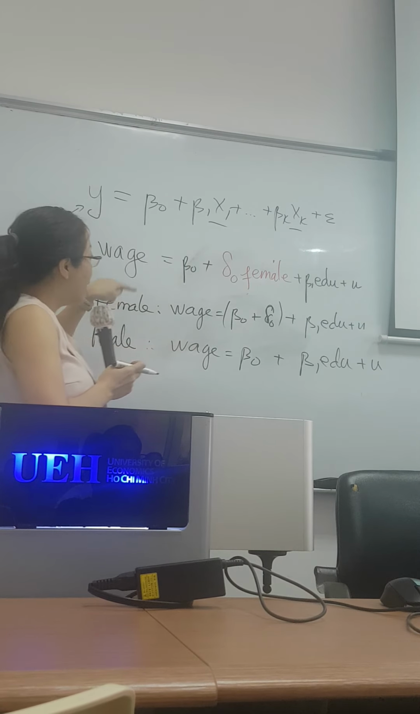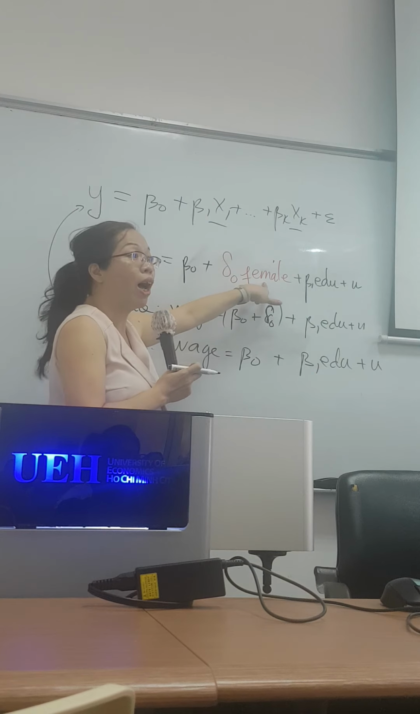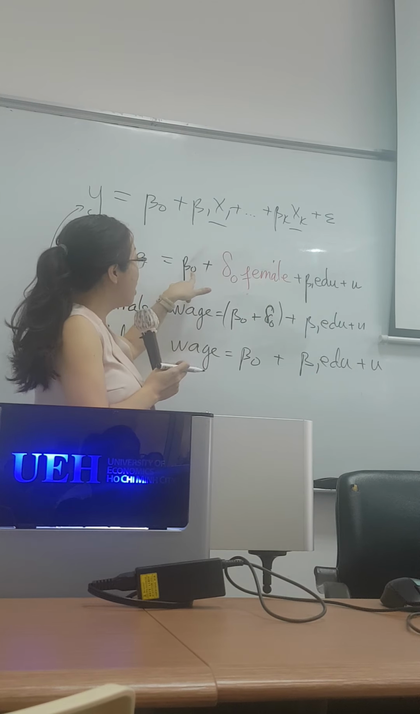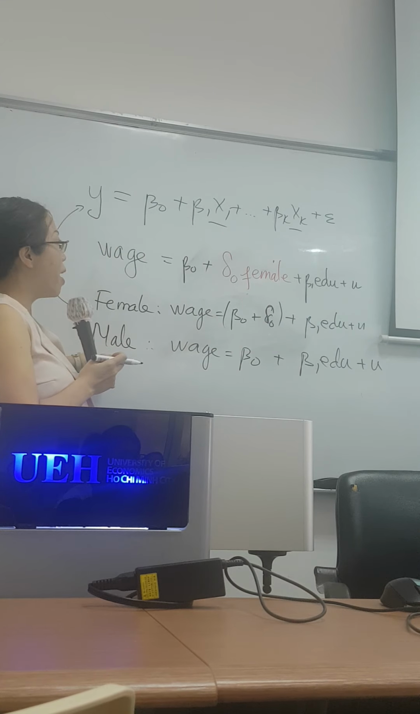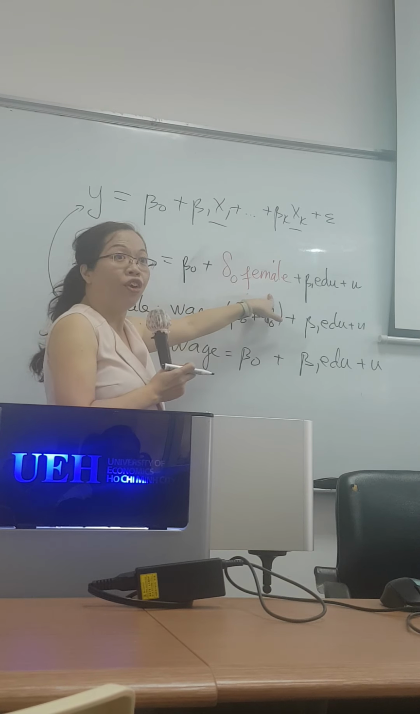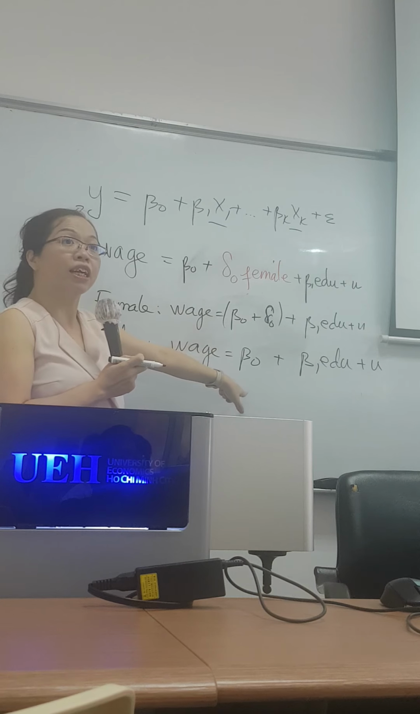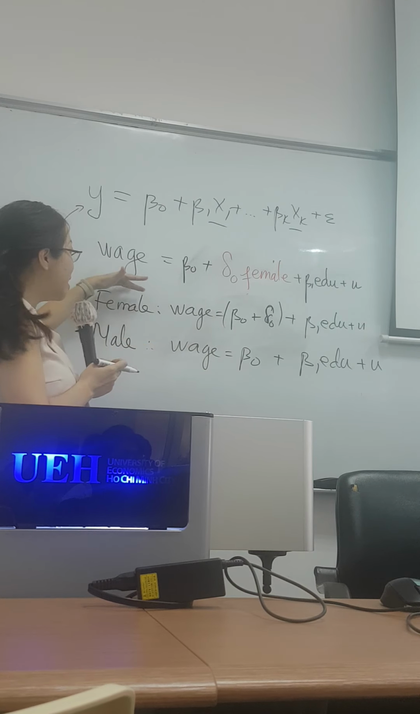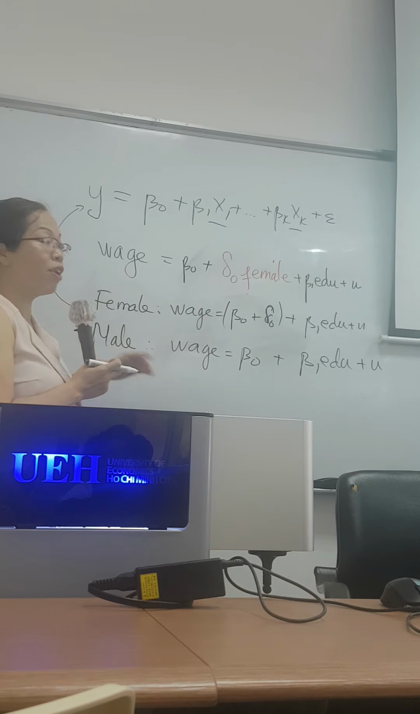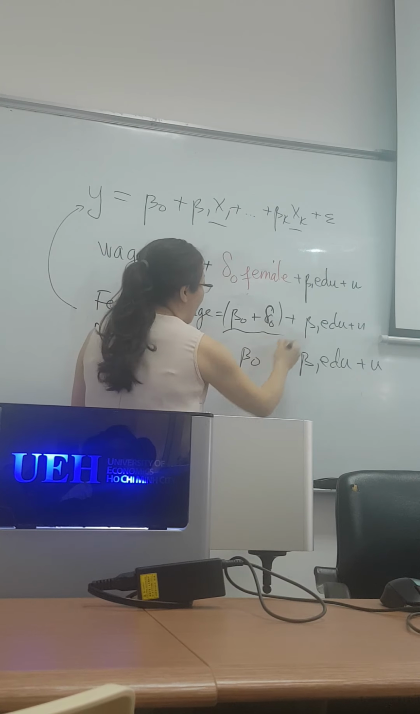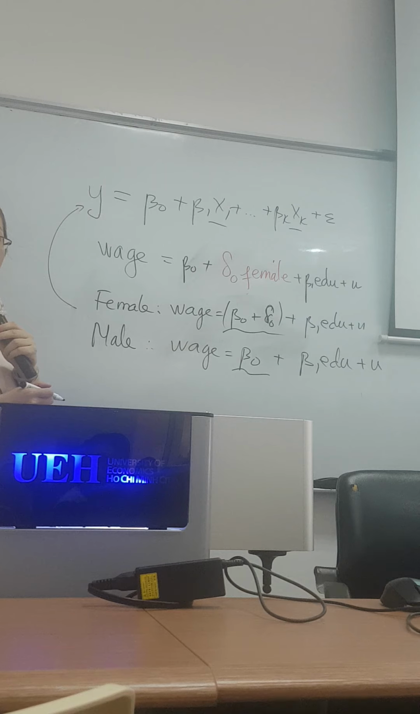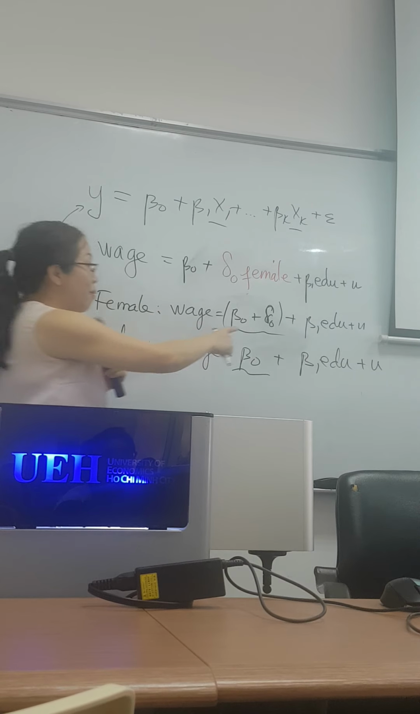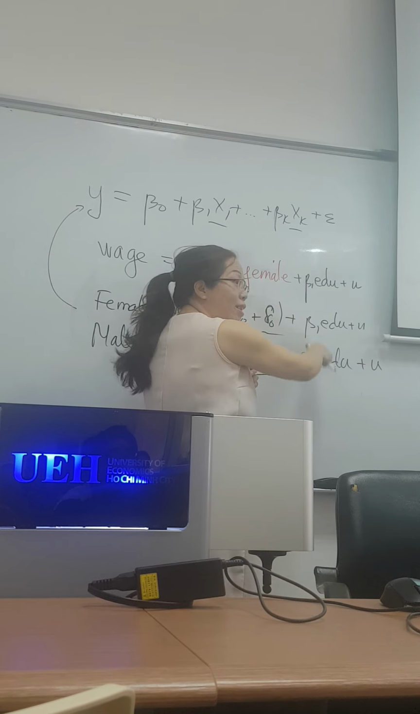Because here in the case of female, this variable is 1, so you got beta 0 plus lambda 0 here. Okay? And in the case of male, this is 0, and you got only beta 0 here. So if you compare these two, female and male here, this is different. We got a difference in the intercept. The slope is the same, right? So beta 1 is the same.